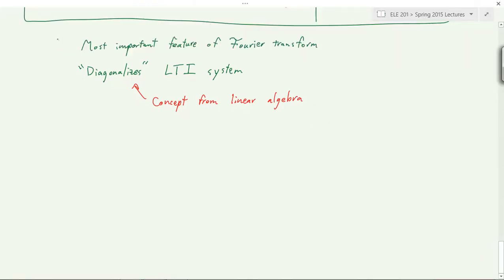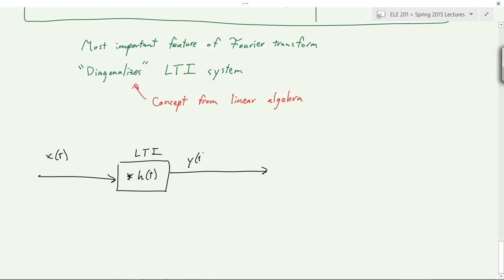Let's say you have x of t going into an LTI system, which we said is always going to be a convolution, and out comes y of t. It's just a convolution of x of t and h of t. Now, what we're saying is, if we instead think about it in the frequency domain, it'll be easier to interpret what this system does.